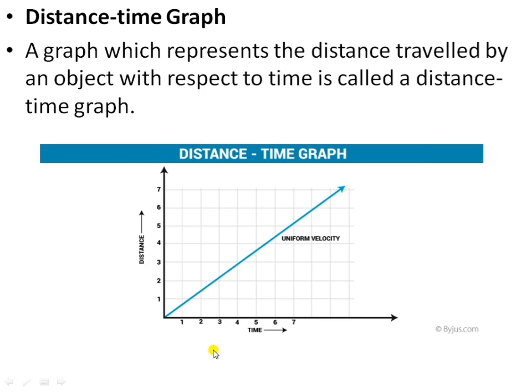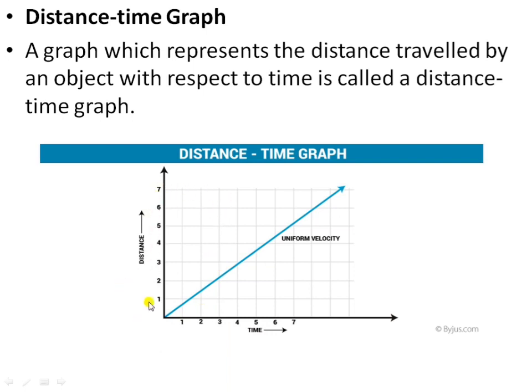In this picture you can see the distance time graph. A distance time graph is drawn by plotting time on the x-axis and distance on the y-axis. What you have to do is take a sheet of graph paper and, from the 0 point, mark a horizontal line. This horizontal line is the x-axis and this vertical line is the y-axis.